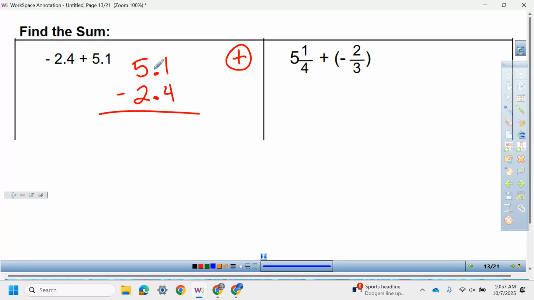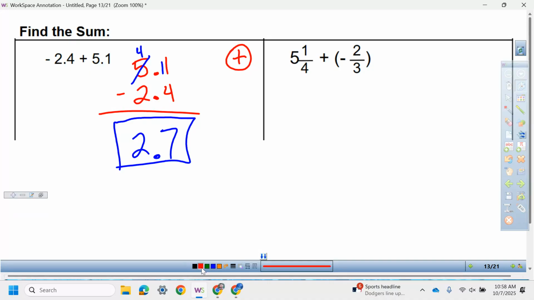So I can't take away 4 from 1, so I'm going to have to borrow from the 5, make that an 11. So 11 minus 4 gets me a 7. 4 minus 2 gets me a 2. And we already said the answer is going to be positive. So we're done. 2 7/10 is our final answer.